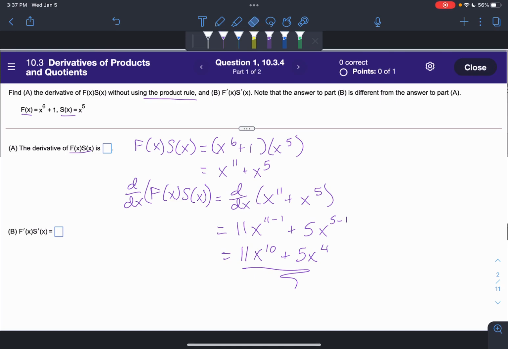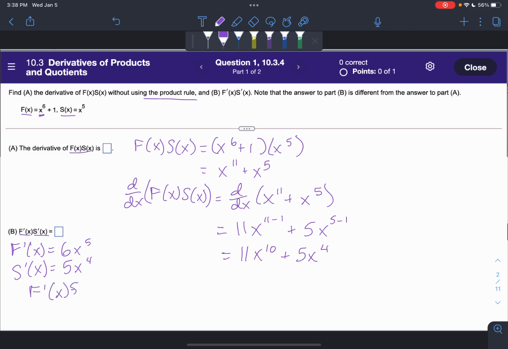But anyway, for part B, we want to show the derivative of f times the derivative of s, that their product is going to be different than A. All right, so if we find f prime of x, the derivative of x to the 6 is just 6x to the 5th. Use your power rule. And then s prime of x, that's going to be 5x to the 4th. And so if we multiply them, let's see what we get.